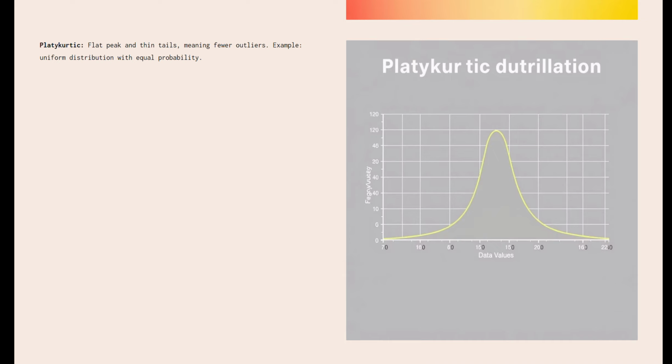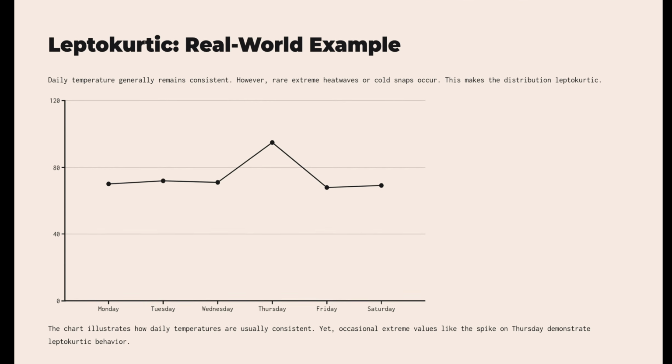Platykurtic: flat peak and thin tails, meaning fewer outliers. Example, uniform distribution or equal probability. A leptokurtic real world example can be daily temperature, which remains consistent. However, rare extreme heat waves or cold snaps occur which disturb the whole distribution.